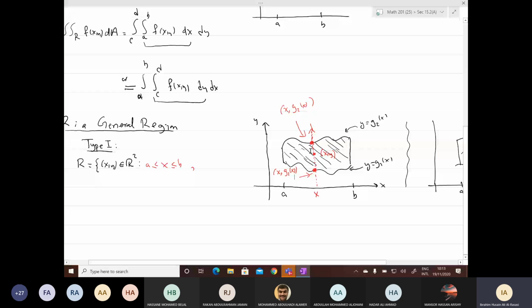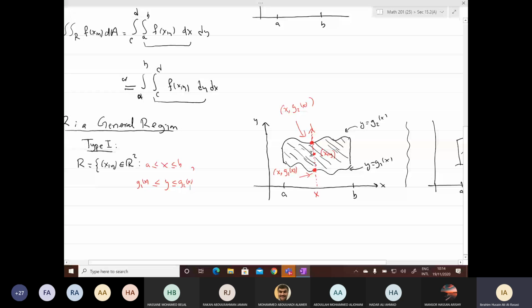Now what about y? If I move this point up and down, what are the possible values of y? The y values will be between the y value of this point in the lower curve to the y value of this point in the upper curve, and it will be from g1 to g2. I will cover everything. If I let this point move up and down, I will choose everything between g1 and g2. So I will say y between g1(x) to g2(x), between the lower and the upper.